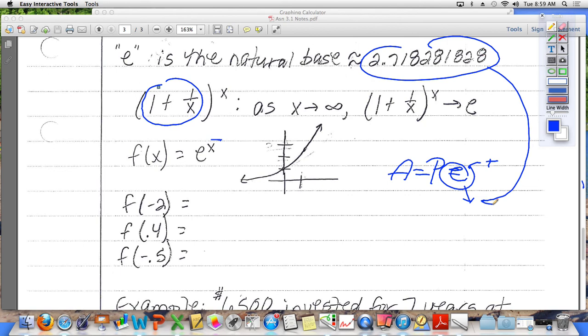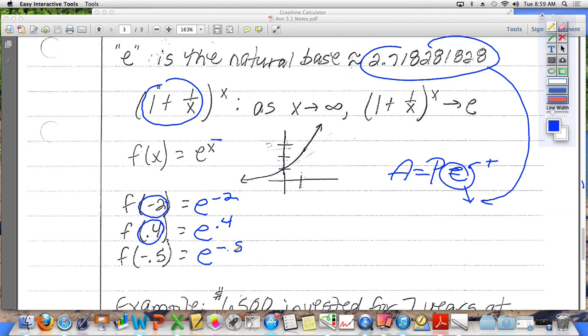There's a couple of exercises here for you guys to figure out: what is the value of E to the power of x when you replace the x with -2? So you're putting E to the -2 power. This one, you're putting E to the power of 0.4. Here you're putting E to the power of -0.5. So these three values, you need to calculate by using the E button on your calculator.